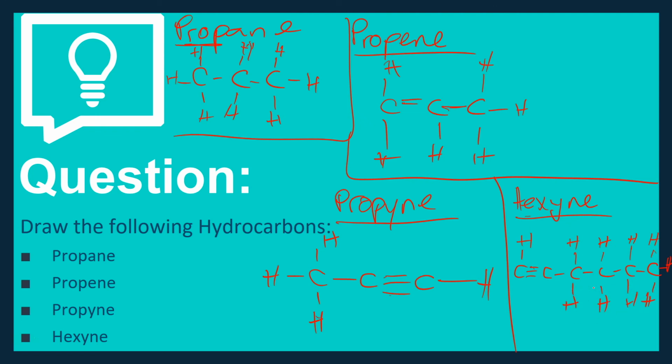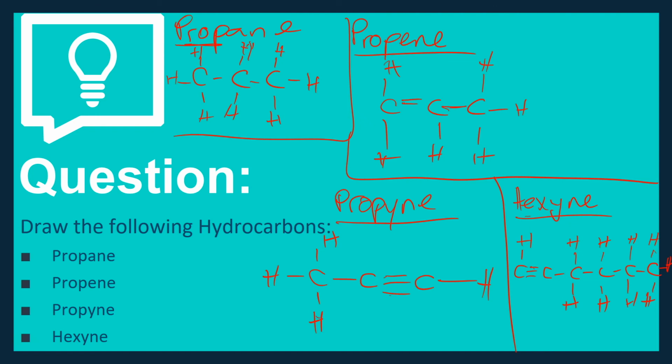Alrighty. Now with the hexyne, you could have put that triple bond after the second one, after the third one, after the fourth, after the fifth, or whatever. It doesn't matter. Alrighty. So that would be how you would draw hexyne. Like I said, you could put the triple bond elsewhere, but you would end up with the same number of carbons and hydrogens. You just shuffle around where they are exactly.